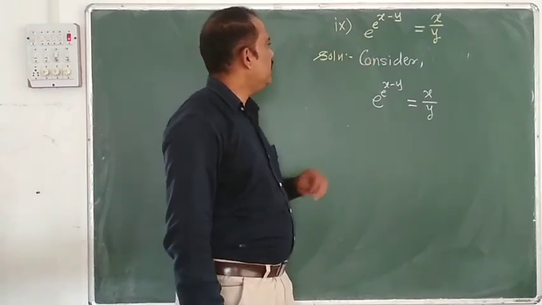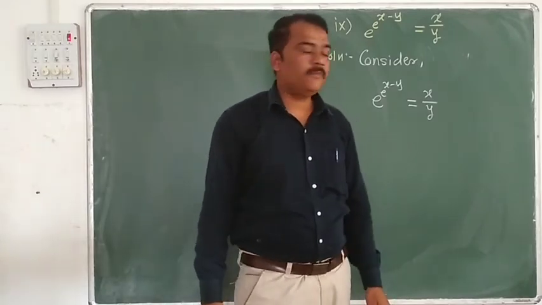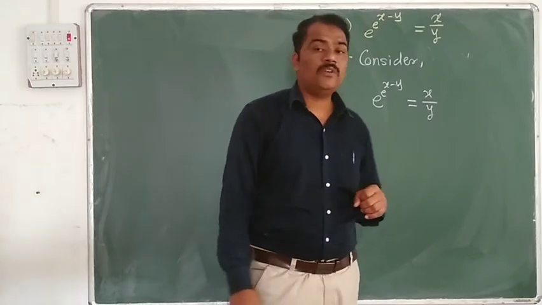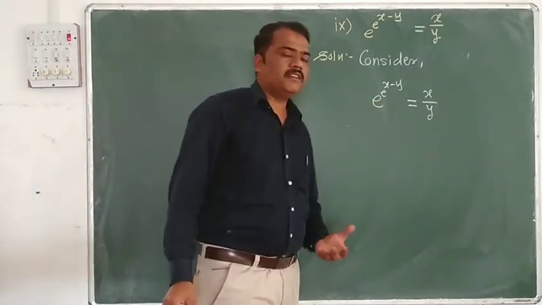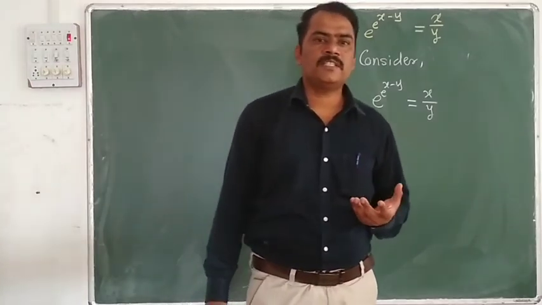That is e raised to x minus y is equal to x divided by y. Consider e raised to x minus y is equal to x divided by y. To make this complicated function easier, we have to use some of the basic concepts.